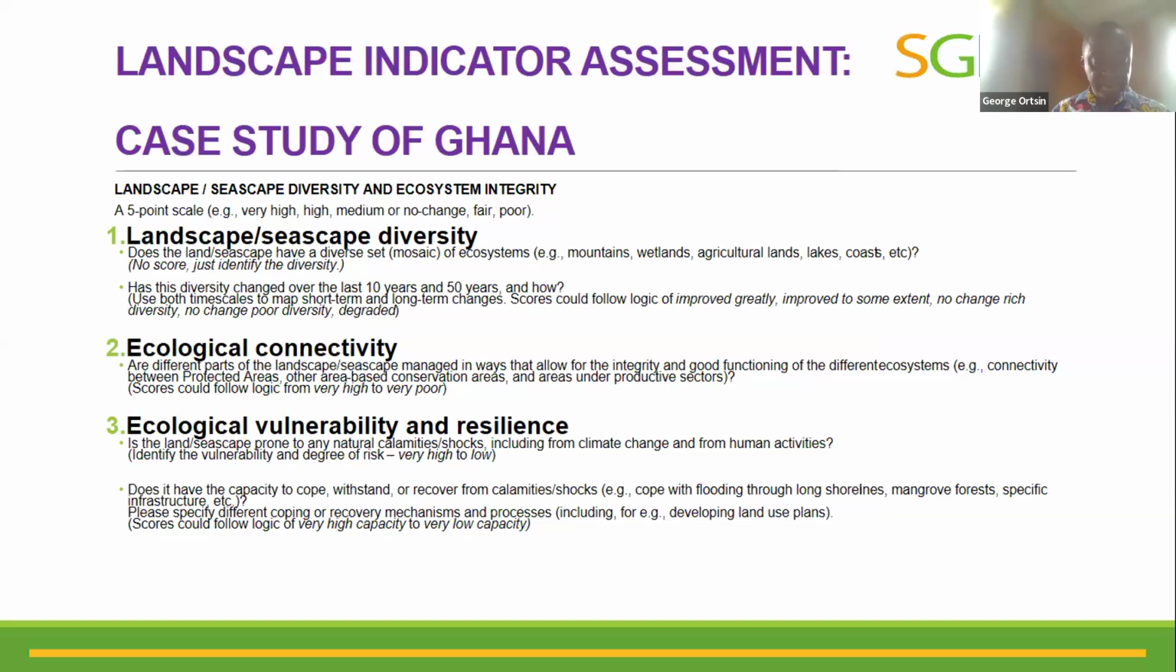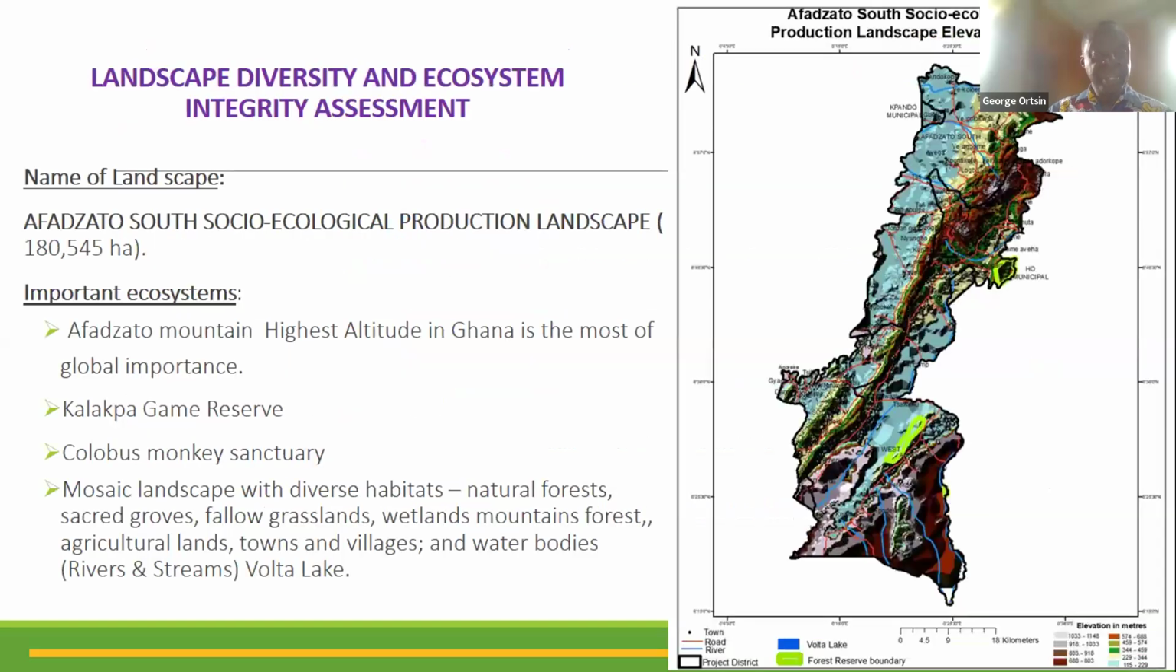Now, in our case, as I said, we identified the area, which is about 180,000 hectares. And then we identified the important systems, which include the highest mountain in Ghana. It was also an area of global significance for biodiversity conservation. We had important ecosystems like the Kalapa game reserve within the area. And then we have a monkey sanctuary, which protects colobus monkeys. Then we have the other mosaic landscape, including natural forests, sacred groves, fallow grassland, wetlands, etc.